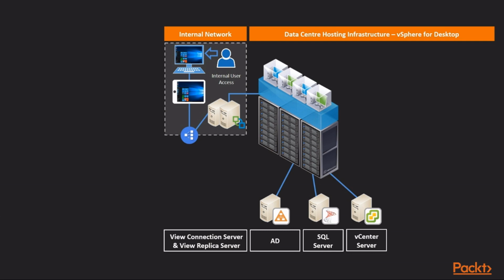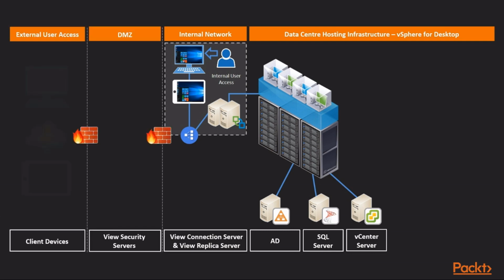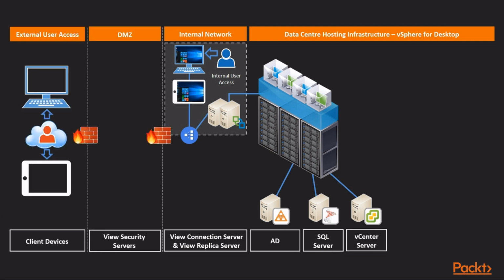So what about external users? Now we move into the DMZ and the View security servers, and also your external users. External users are those that are connecting from outside of your internal network, using things such as the internet. In a similar way to how an internal user connects, the external user first of all launches a Horizon client or a browser on their endpoint device.